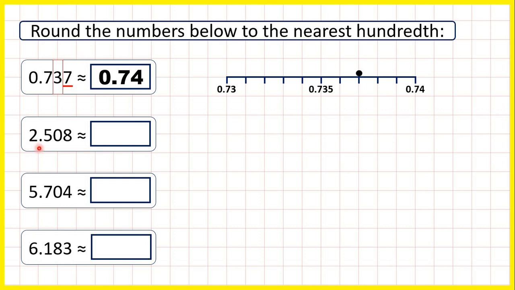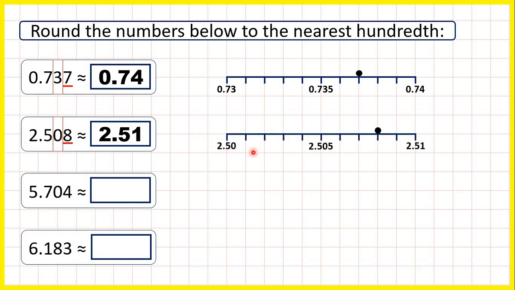Now we have 2.508. So we find our hundredths digit, and we're looking to the right, so we're looking at our thousandths digit to decide whether we need to round up or down. We have an 8 in our thousandths, so again we're rounding up, because if the digit is 5 or more, we always round up. So the 0 in our hundredths becomes a 1, and digits to the left stay the same, so we have 2.51.